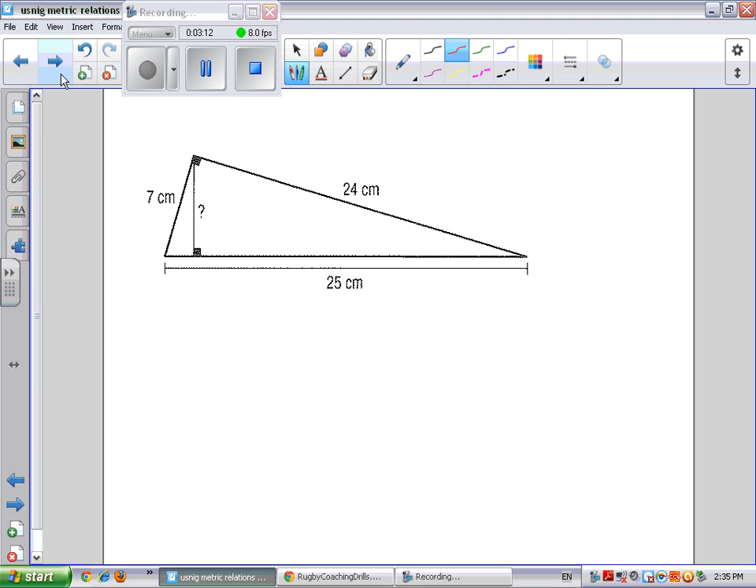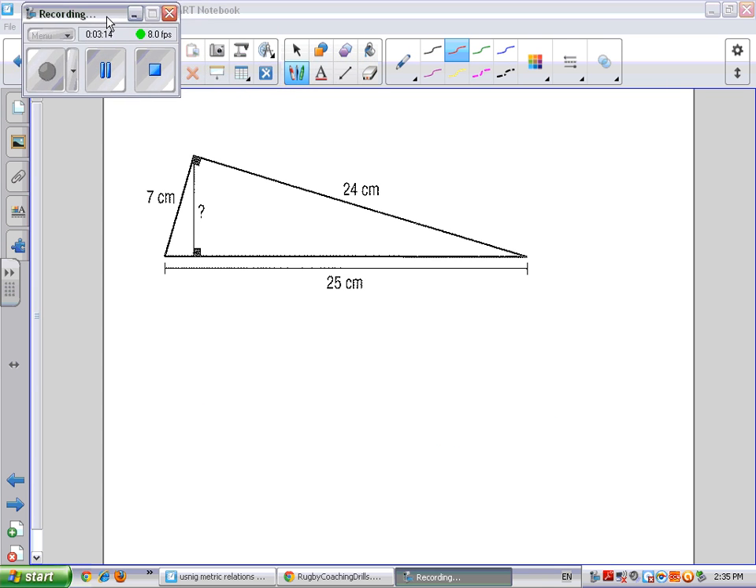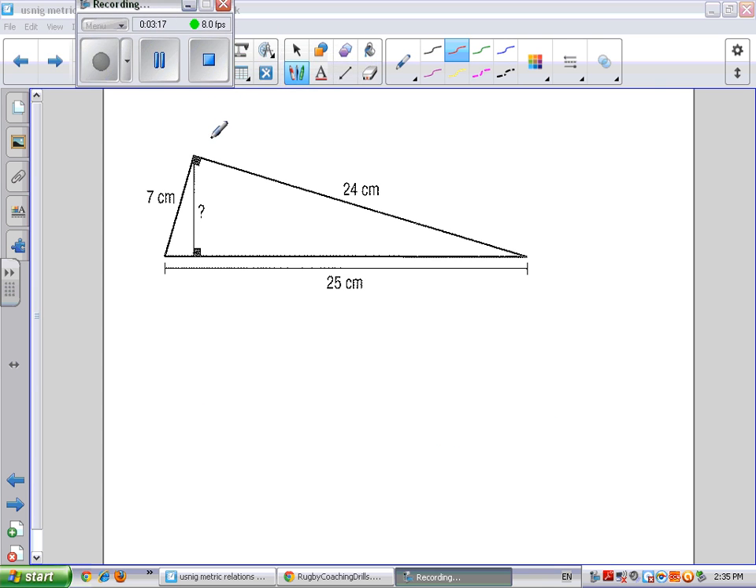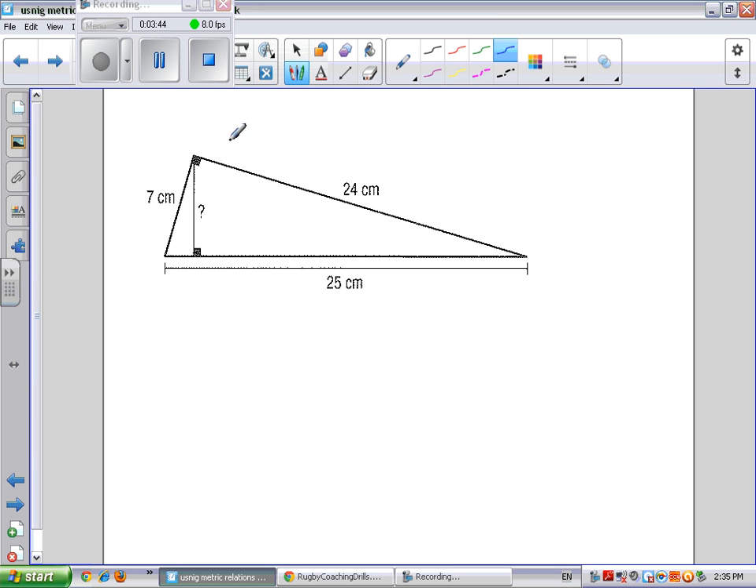The next step is to use those relationships to solve for missing side lengths. Again, I'm going to give you this problem and ask you to pause the video to see if you can solve for that question mark, that missing altitude. When you come back, I'm going to show you my solution and see if our solutions match. So pause the video, and now you've pressed play, which is cool. Hopefully you got an answer.